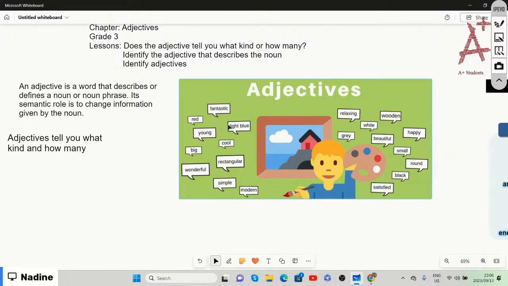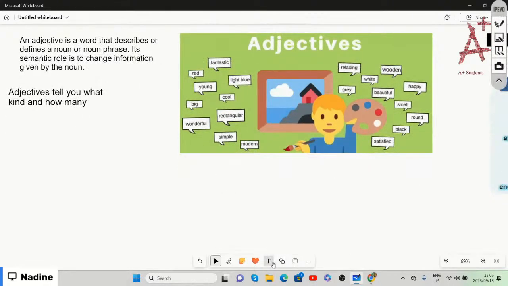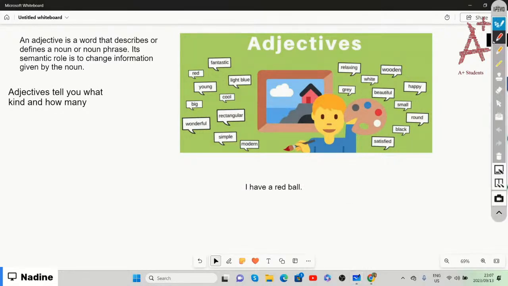For example, fantastic. If you want to describe your day, you can maybe say a good day, or a fantastic day. If we want to say red, then we can say, I have a red ball. And now you are basically describing the ball. What kind of ball do you have? I have a red ball.